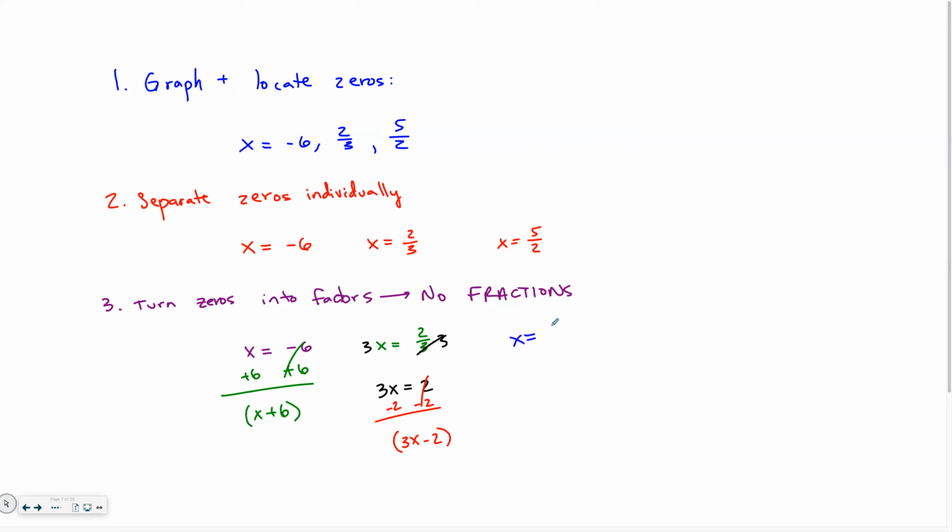This zero is 5/2. Again, no fractions, so I gotta get rid of the fraction. What is the opposite of dividing by 2? We multiply both sides by 2. So 2x equals 5. Now, to finish this as a factor, I gotta get it equal to 0. What is the opposite of 5? I subtract 5 from both sides. So I'm left with 2x minus 5. Okay, whether you realize it or not, what I was just doing is I just came up from the graph.